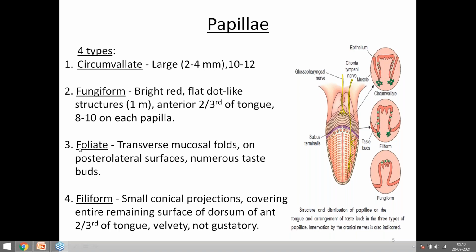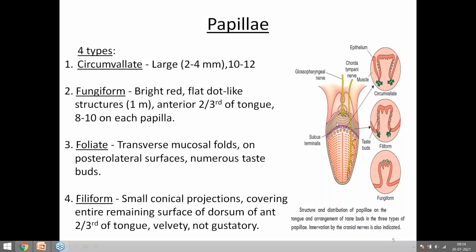Okay. Coming to the next one is foliate papillae. So the foliate papillae are transverse mucosal folds which are found on posterolateral surfaces of tongue. So posterolateral surface of the tongue, anterior to circumvallate papillae. And each foliate papilla has numerous taste buds.